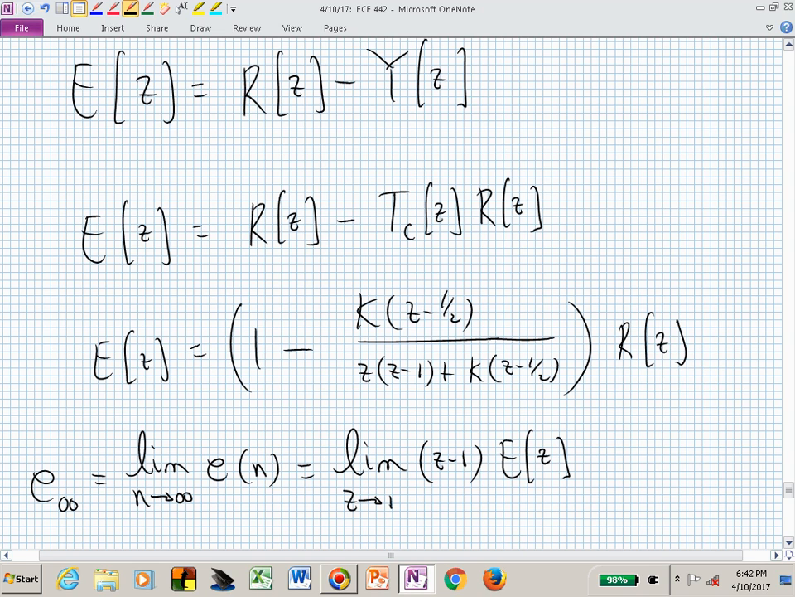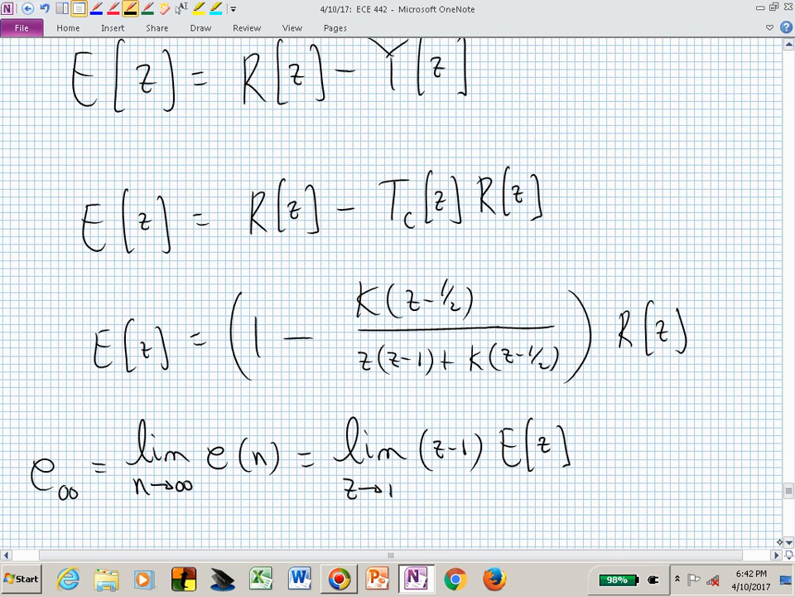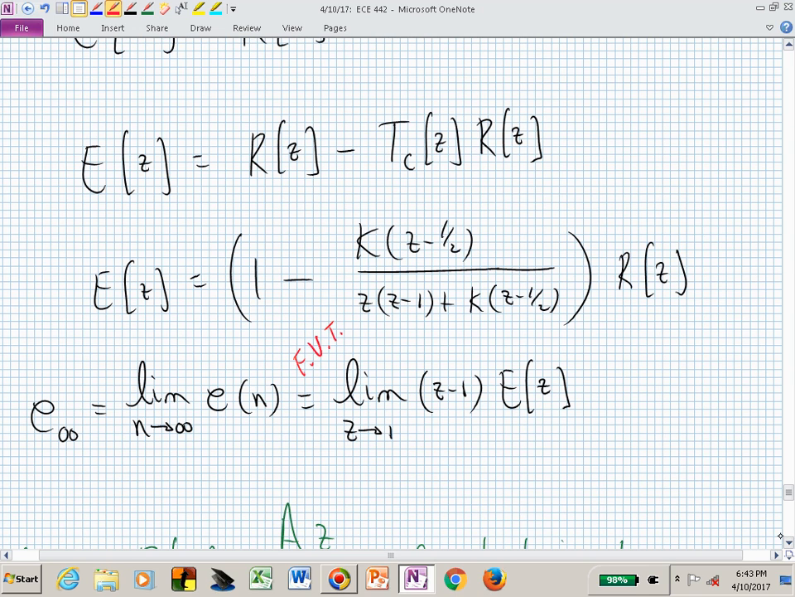The final value theorem I can apply. I don't need to do this, but I'm just verifying that in fact we better get 0 error due to a constant input. The steady state error is now the limit as n goes to infinity of e of n. And that's now, by the final value theorem, equal to the limit as z goes to 1 of z minus 1 times E of z. And E of z is this mess.